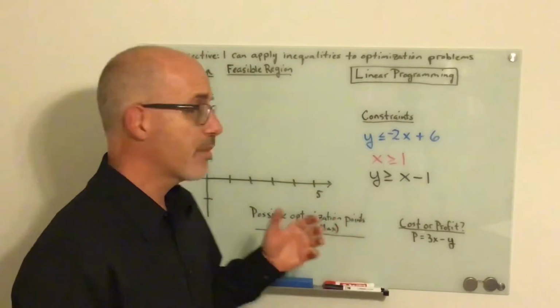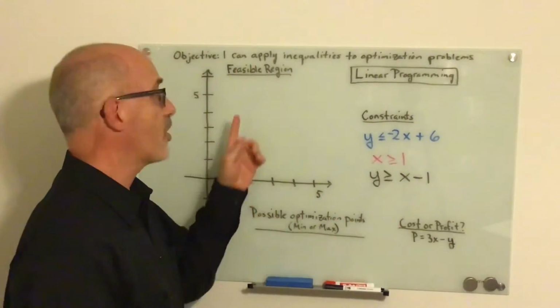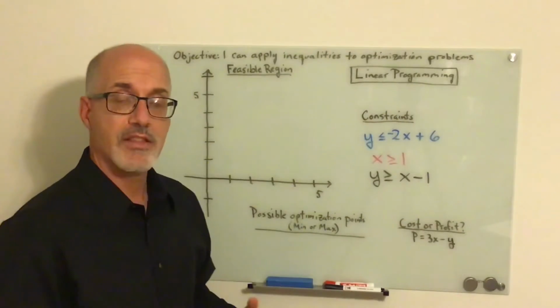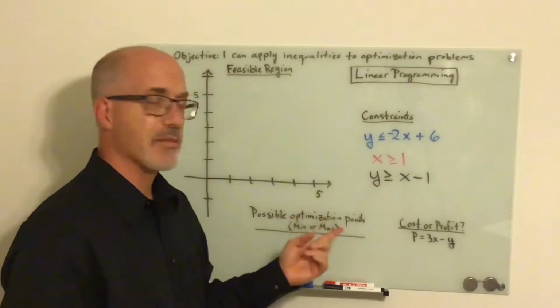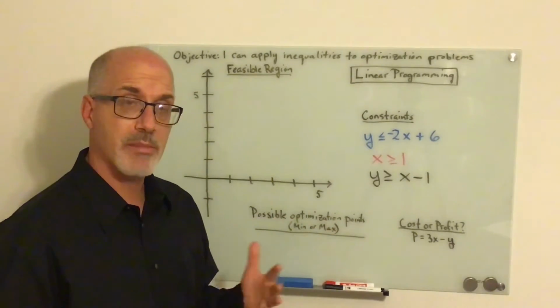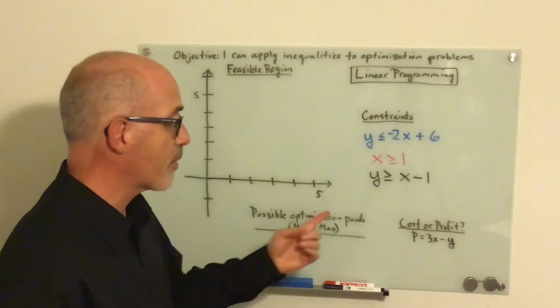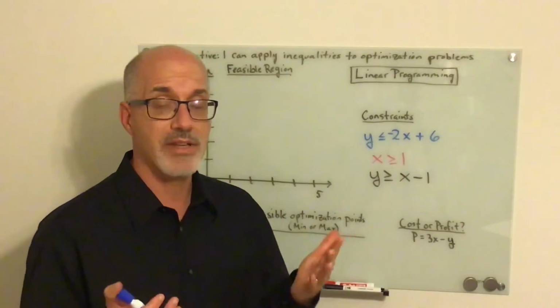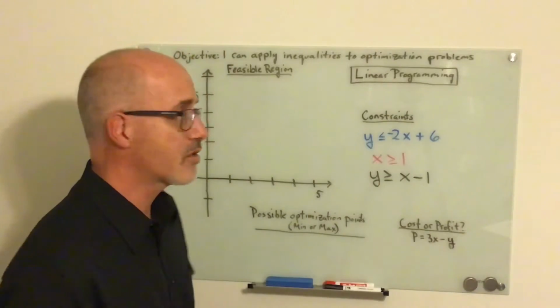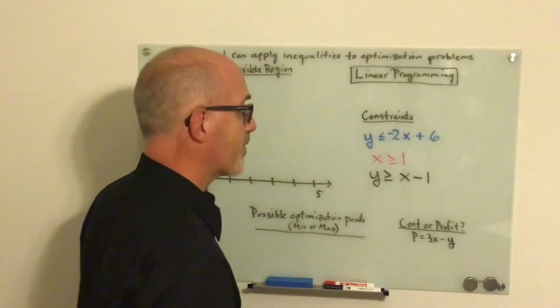We graph them. The region that's formed by them is called the feasible region. The vertices on that region are the possible optimization points, the minimums or maximums, and then we use that with a profit or cost statement to find either maximum profit or minimum cost. So let's start off with this and graph this system.